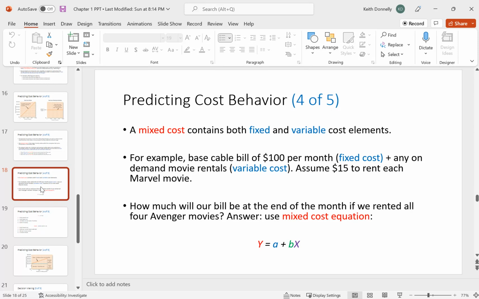Now, the third item here is a mixed cost. So this has a fixed component to it and a variable component. So maybe an easy way to discuss this would just say, hey, imagine you have a base cable bill of $100 per month, right? A flat $100. And then every time you rent a movie on cable, you get on demand and all that, let's just say it's $15 to rent a movie.